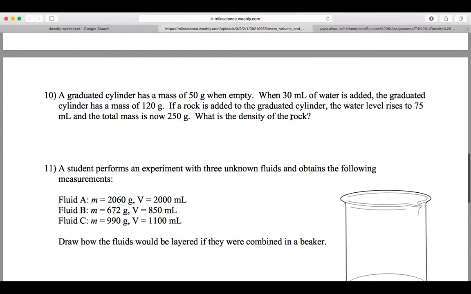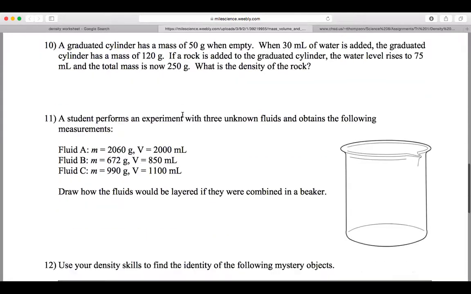So the volume of the rock is 75 minus 30. Okay, and then I want the mass of the rock, correct? The mass of the rock: when the water is in without the rock, it is 120. When you put the rock in, it becomes 250. So the mass of the rock, you minus it, yes, 250 minus 120.